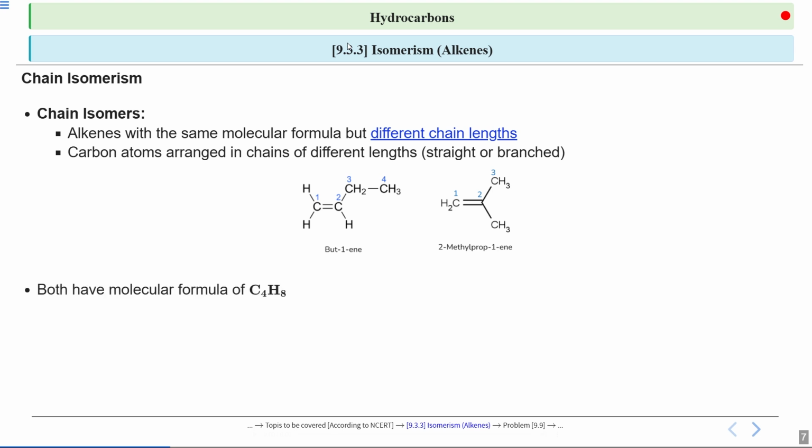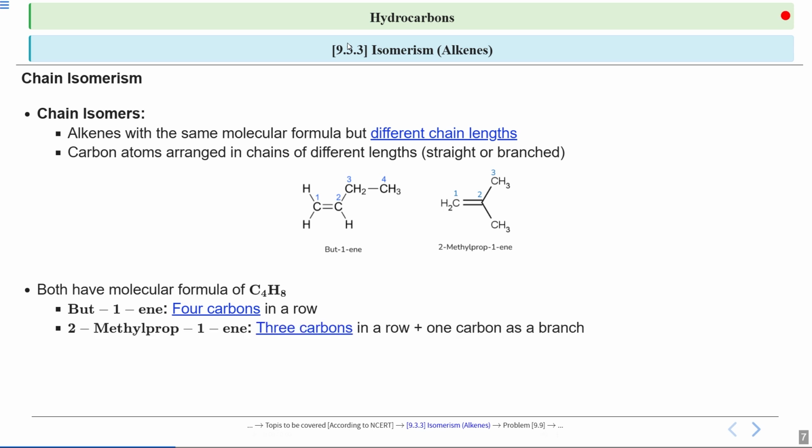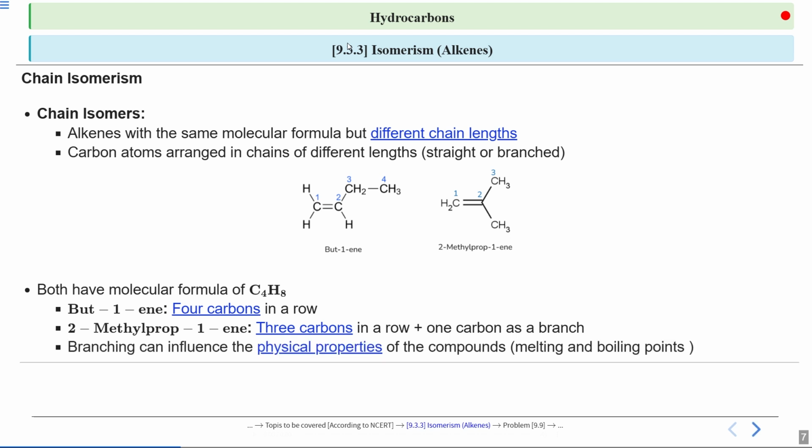Here again the molecular formula for both is C4H8, but but-1-ene has 4 carbons in a row, whereas 2-methylprop-1-ene has 3 carbons in a row and 1 carbon as a branch. Now branching can influence the physical properties of the compound significantly.